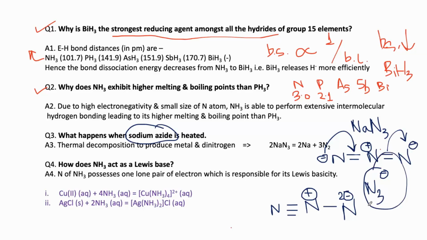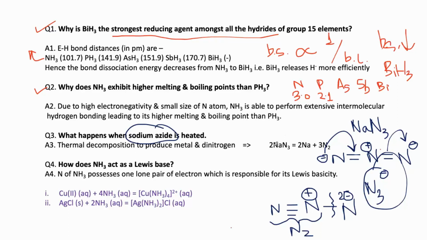Now, when sodium azide is heated, you can see this is an N triple bond N. So this is nothing but the counterpart of molecular dinitrogen. That's why you can see this bond is broken quite easily and N2 is eliminated. Whenever an azide is heated, thermal decomposition occurs and 3 moles of N2 are liberated with 2 moles of sodium when 2 moles of NaN3 are heated.